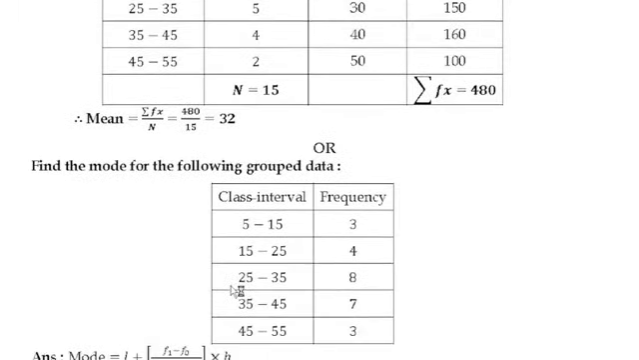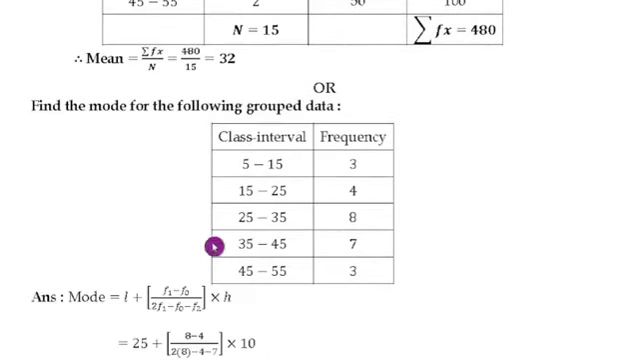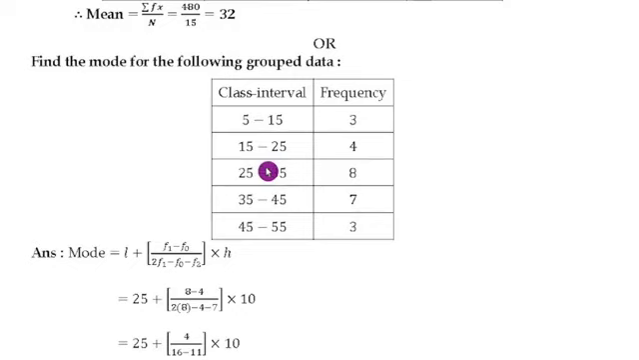So here options will be there. You have to go with any one. Here they asked to find the mode of the grouped data. They have given the class interval and frequency. So here very easily you can find which is the highest frequency, 8. So the 8 will become f1 and the lower frequency will become f0, and the next will become f2.